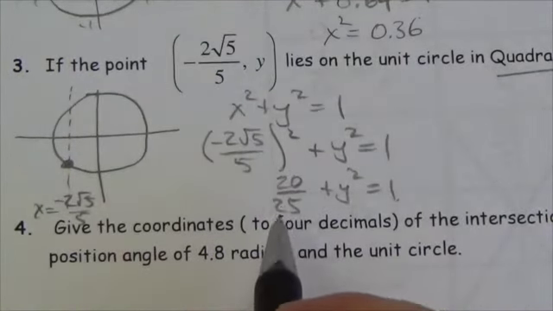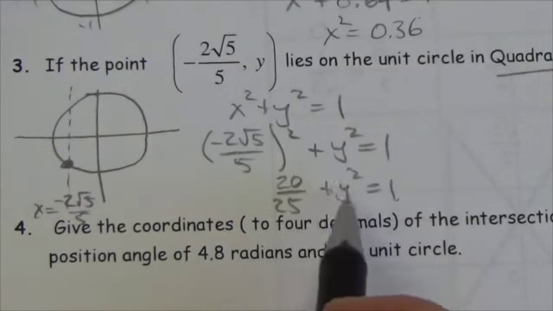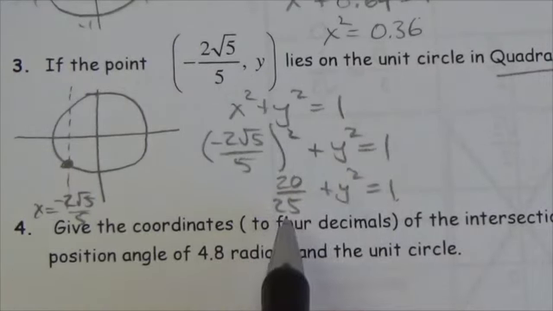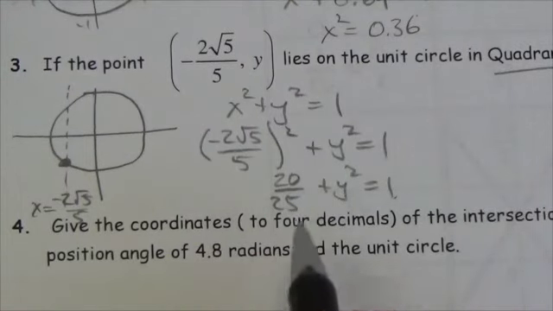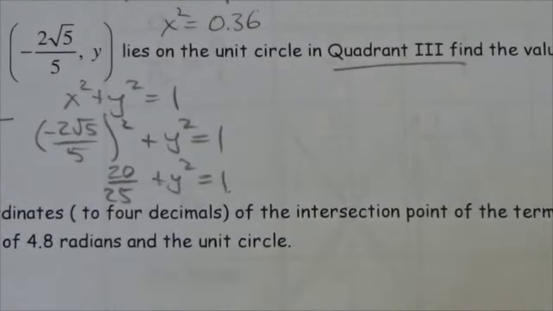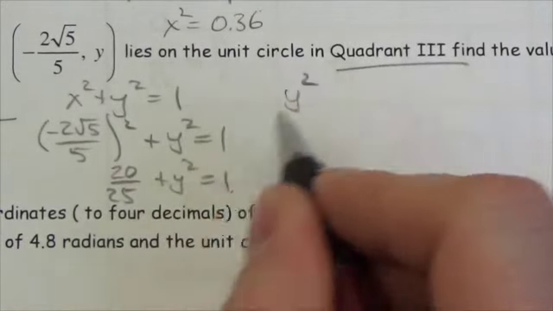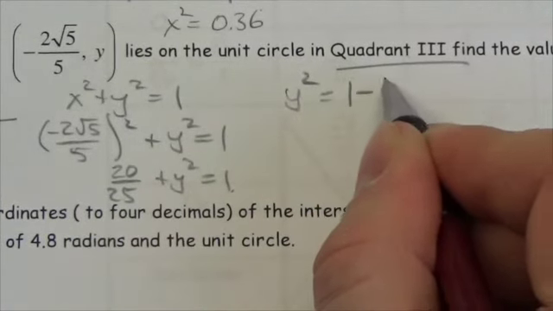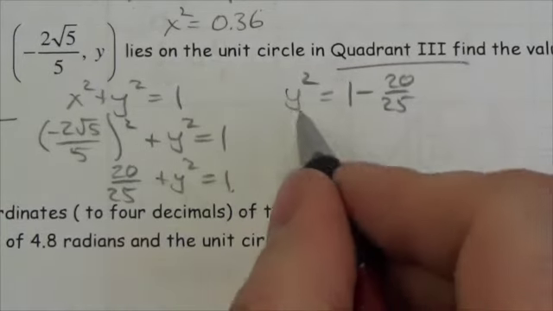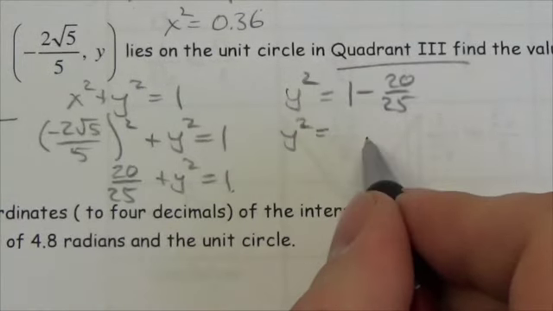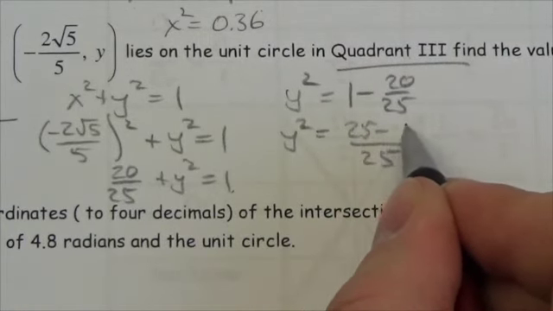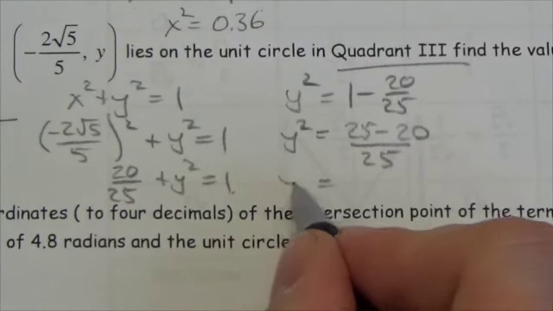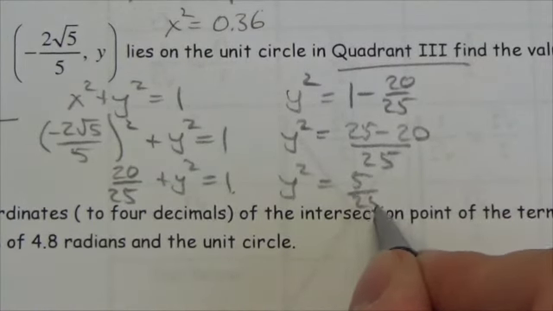Now I could simplify this, but you know what? I can see right now I'm going to end up taking a square root in a little bit, and 25 has a beautiful square root. I'm just tempted to leave it like that. Because if I cancel a 5, you're going to end up with a 5 in the denominator. Right now I don't know if I want that. So I'm going to leave that in that form right there. So this will be 1 minus 20 over 25. So y squared is going to equal, what is that? Well, this would be 25 25ths minus 20 25ths. So y squared is going to equal 5 25ths.